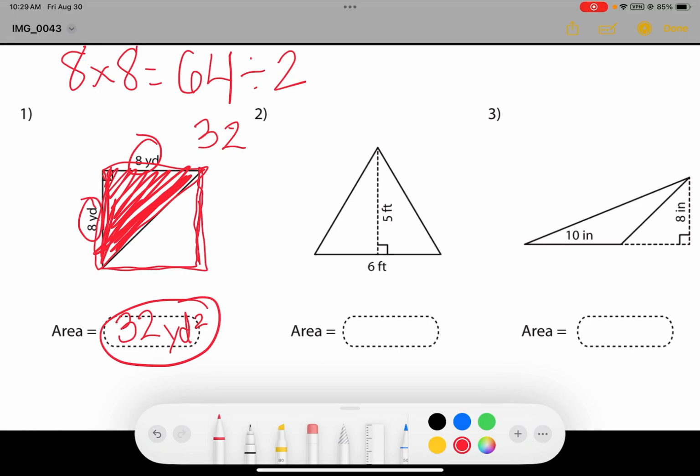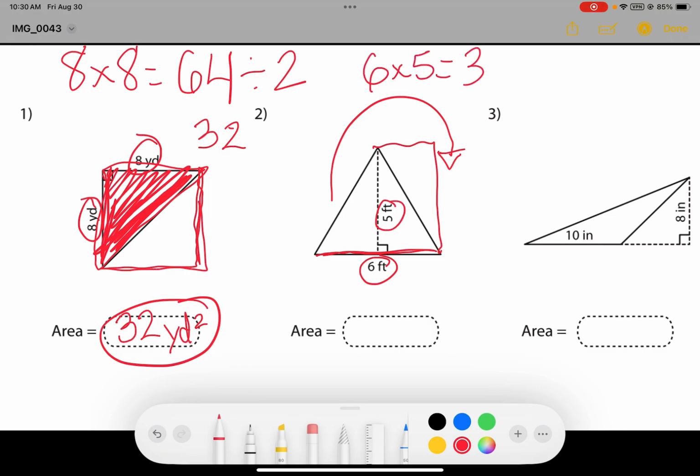This next one, I know I could technically trace over and then create a rectangle like this. What I'm going to do is think, okay, the base of my triangle is 6, the height of my triangle is 5. So 6 times 5 is 30. But that would be the area if I had two triangles together, and a triangle is half of that. So I'm going to split that in half, so divide it by 2. And I know half of 30 is 15. So the area of this one would be 15 feet squared.